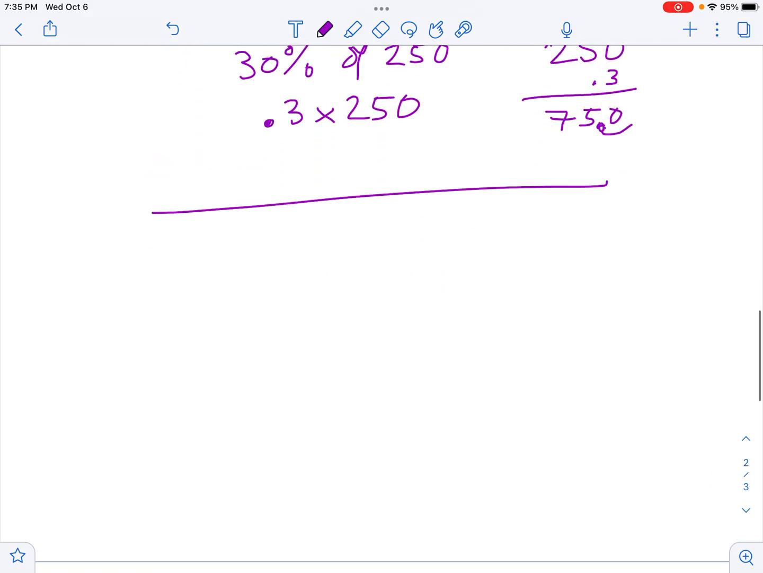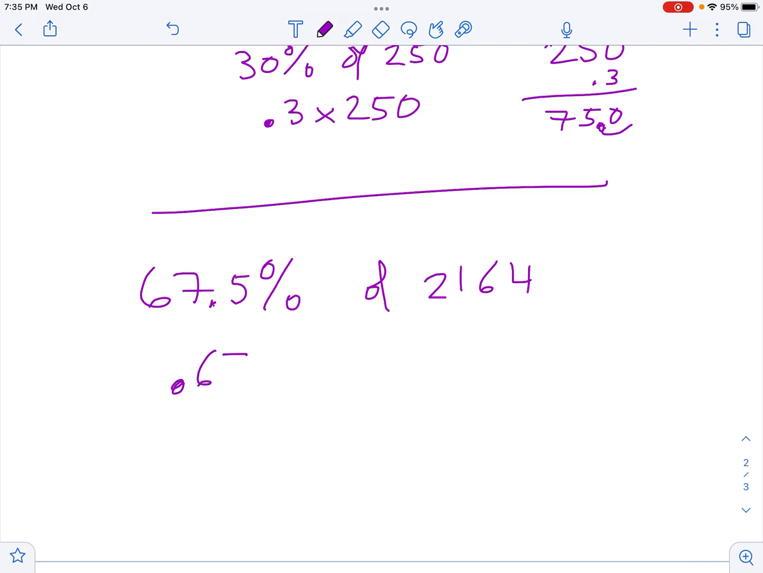Now, the reason why the calculator technique is nice is if you have a problem like this: 67.5% of 2,164, in which case it's way hard to do this in your head to say, okay, 67% is 60% plus 7% plus 0.5%, and let's see, 10% of 2,164 is, okay, who wants to do that? But if we change 67.5% into the decimal 0.675, then the problem becomes 0.675 times 2,164, right?